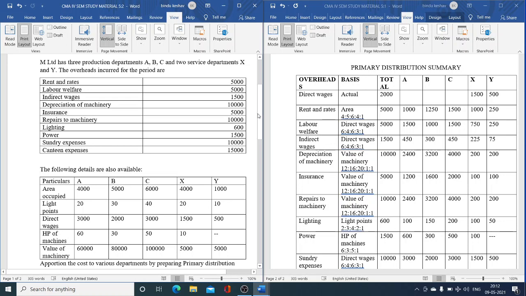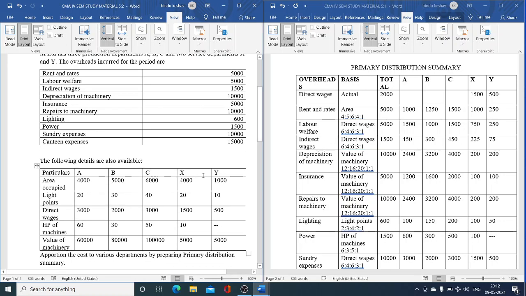Now to begin with, as I have told you, there are production departments as well as the service departments. The service departments do not produce anything. They provide services to the production departments.